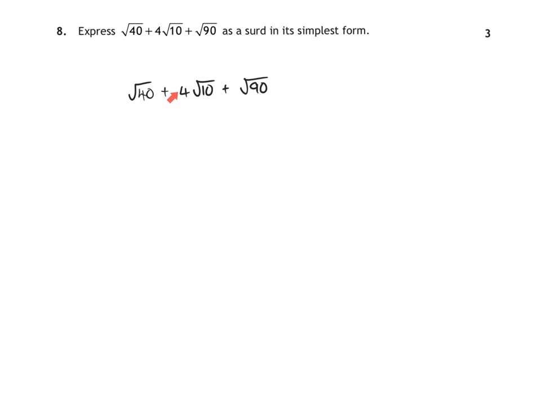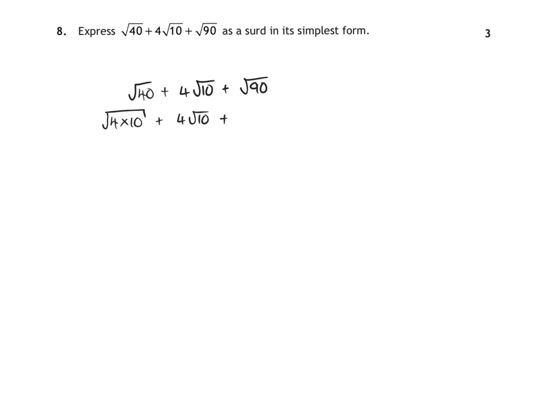Okay, so we've got 4 root 10. So that's our place to start. So we know that we want to be working in root 10s. So for the 40, we know that we can change 40 into 4 times 10. So we get the square root of 4 times 10. And then we have our 4 root 10.